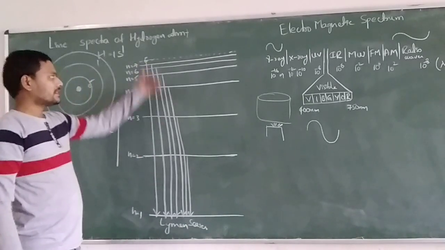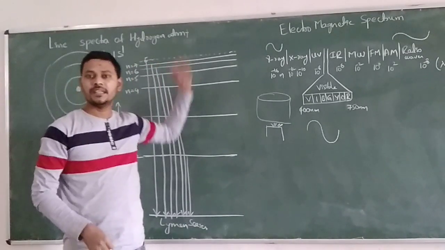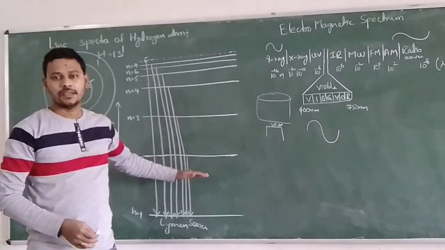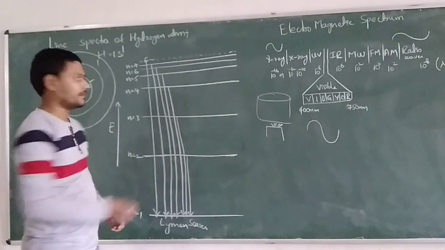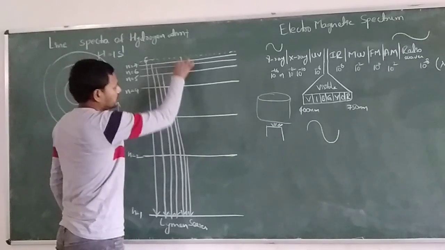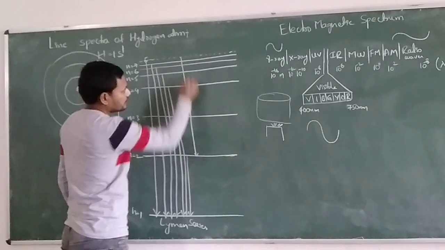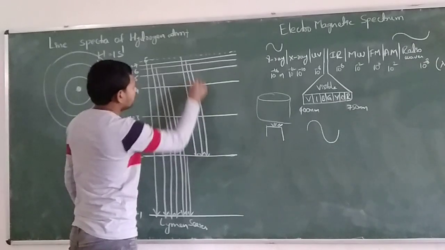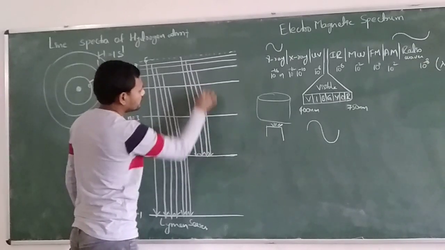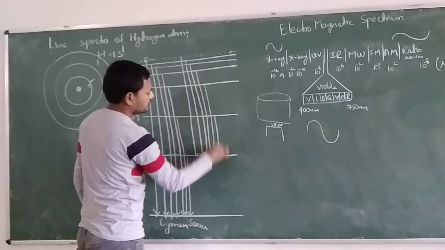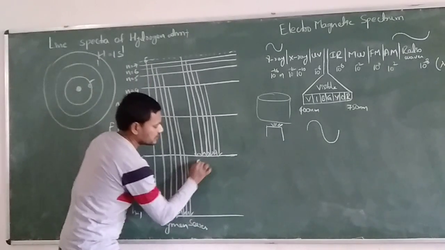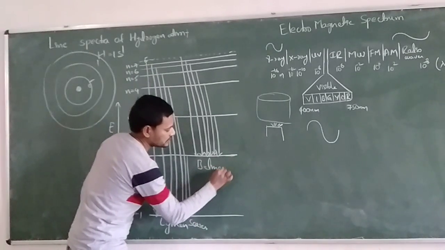And some of the excited electrons come back from any of the higher energy levels to lower energy level 2. A series of lines is formed. Means from here to the second level, from here to the second level, from fifth to second, fourth to second, third to second. So here the series is called the Balmer series.